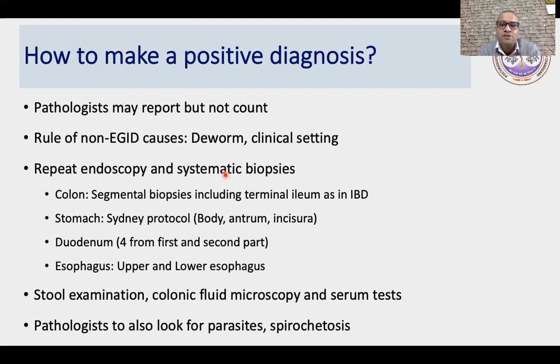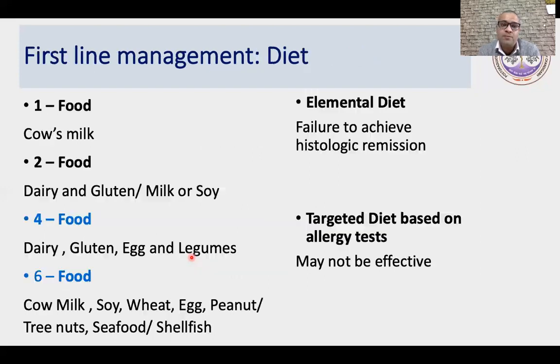Do systematic biopsies. For colon, segmental biopsies as one would do for inflammatory bowel disease. For stomach, use the Sydney protocol. For duodenum, 4 biopsies from the first and the second part, and from esophagus, from all areas of the esophagus. Also rule out other causes. Do a stool examination, colon fluid microscopy for protozoa, and serum tests to rule out infection. Pathologists should also look for parasites, spirochetes, and strongyloidosis in the biopsies which are available.